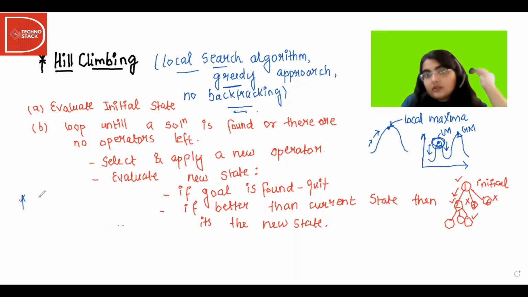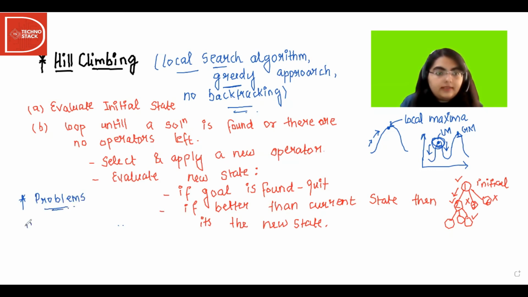So now we discussed what is hill climbing, why it's a local search algorithm, greedy approach, no backtracking, what actually hill climbing is, and how problems are solved using hill climbing. Now, any problem solving technique has some problems with it. Then only we evolve, right? So this also has some problems with it. Problems or disadvantages of hill climbing.